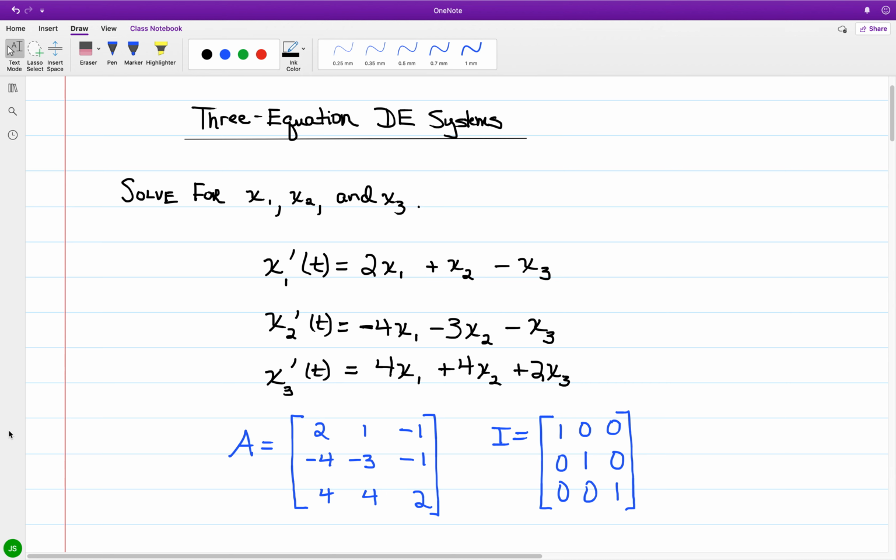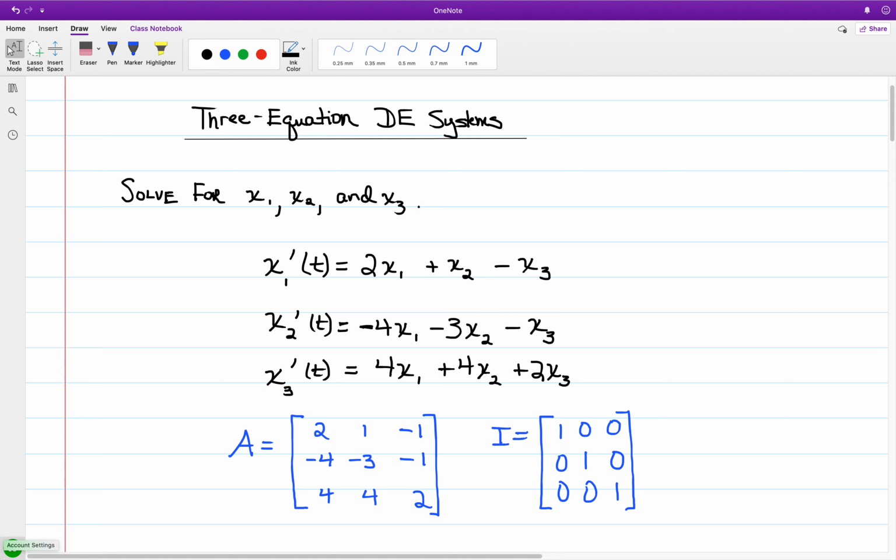Okay, for a three equation system in differential equations, in this example we're looking at solving for x1, x2, and x3. Among the equations, we have the first order derivative of x1 equal to 2 times x1 plus x2 minus x3.